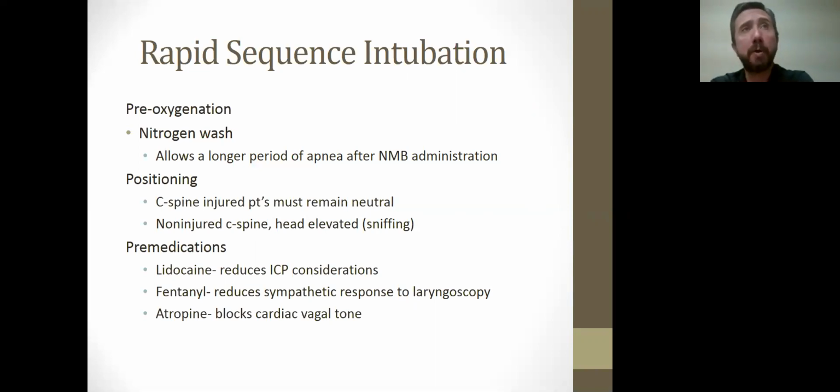The O for opiates, the fentanyl, will also decrease the pain response as well and blunt the sympathetic response to laryngoscopy. Okay, but you want to be careful when you're giving fentanyl in this aspect, because it can cause some chest wall rigidity if given too quickly. Of course, atropine is more indicated for our pediatric patients because of the stimulation of the vagal nerve when we instrument the airway.